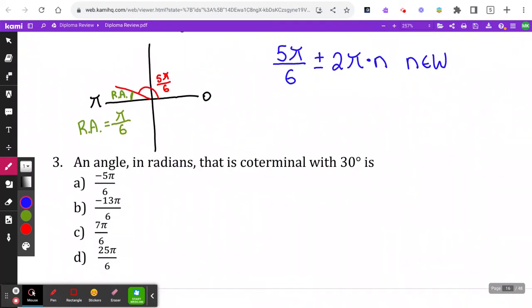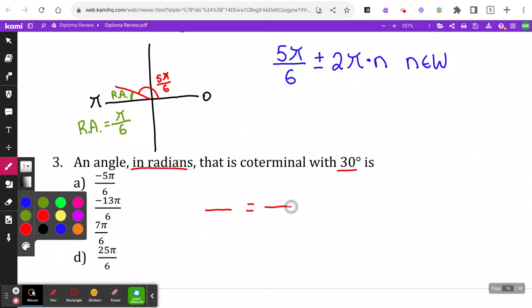Sweet. Number 3. An angle in radians coterminal with 30 degrees is, they're just asking you this in radians. So you could just remember what 30 degrees is from a unit circle. That's legitimate. But I do want to convert angles into radians because I'm not sure if another one of those pops up. So to convert an angle to a radian, you're going to do 2 fractions. The bottom of the fraction is always 180 degrees equals pi. Because I know that's true.